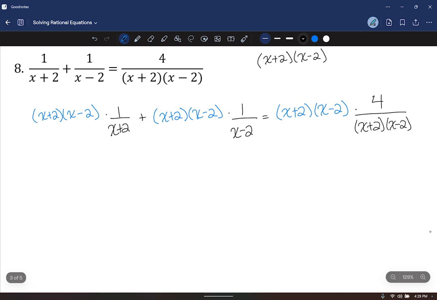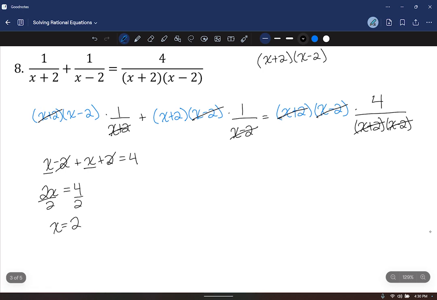So I notice on the first term, my x plus 2 will cancel, and I'm left with 1 times x minus 2, which is just x minus 2. X minus 2 cancels, leaving me with x plus 2 times 1, which is just x plus 2. And then both of these factors will cancel, leaving you with 4. I don't have any x squareds, so I'm probably not going to end up having to factor. I have a 1x and a 1x, that's 2x. The negative 2, positive 2 cancel, that equals 4. And then I solve by dividing by 2.